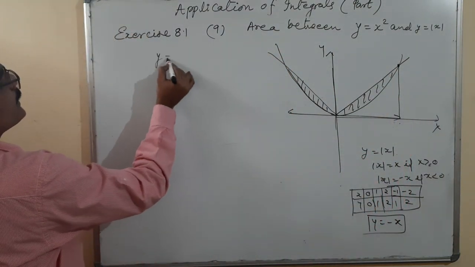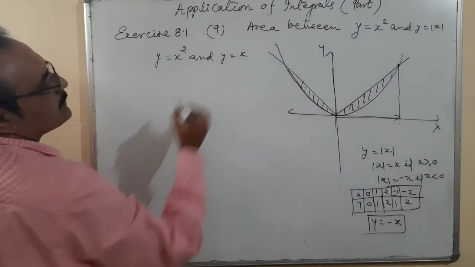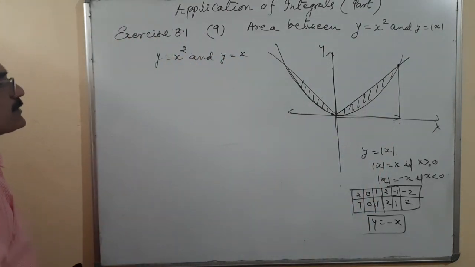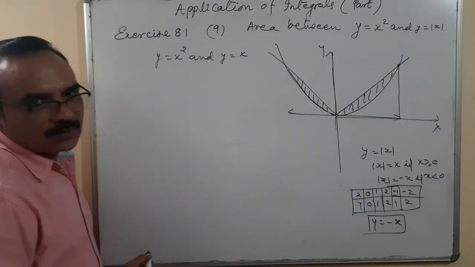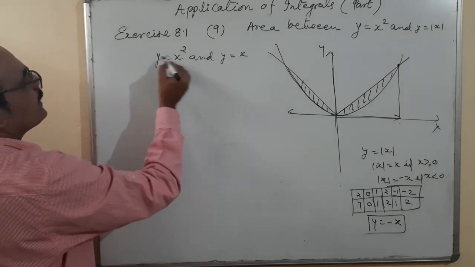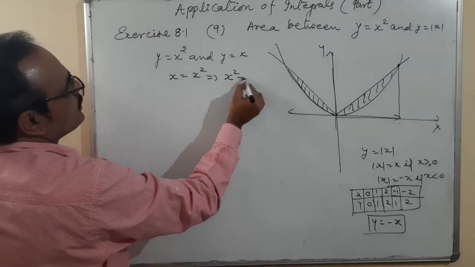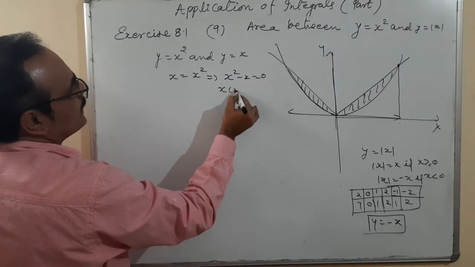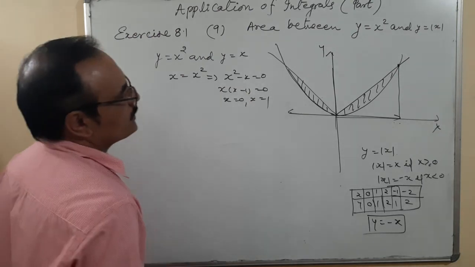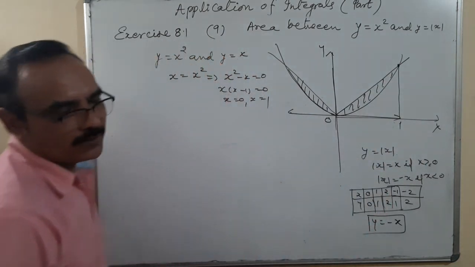y is equal to x square and y is equal to x, because we are taking the right hand side, so minus x is not required. We'll find the value of x. To eliminate y, in place of y I put x is equal to x square. That means x square minus x is equal to 0, x common, x into x minus 1 is equal to 0, x is equal to 0, x is equal to 1. So one intersection point is 0, the second intersection point is 1. Okay.